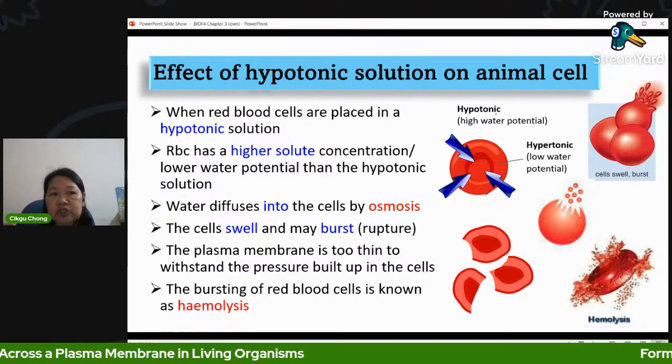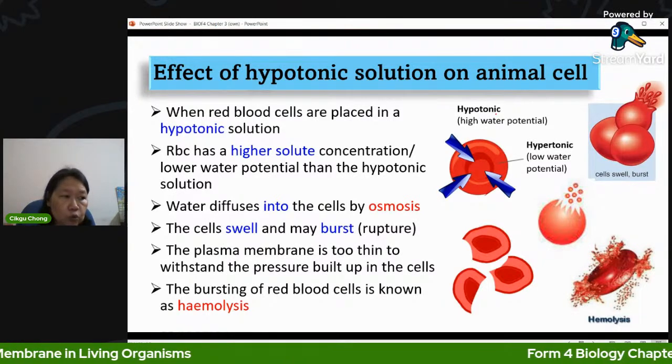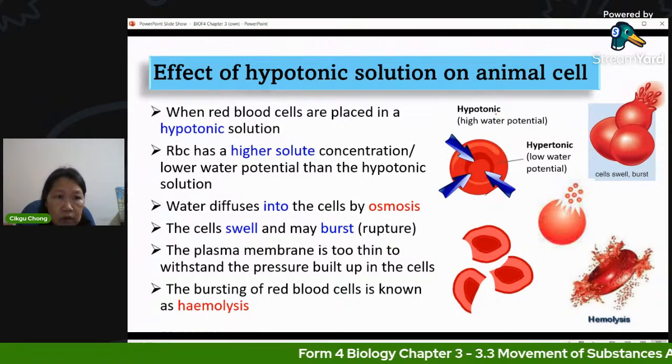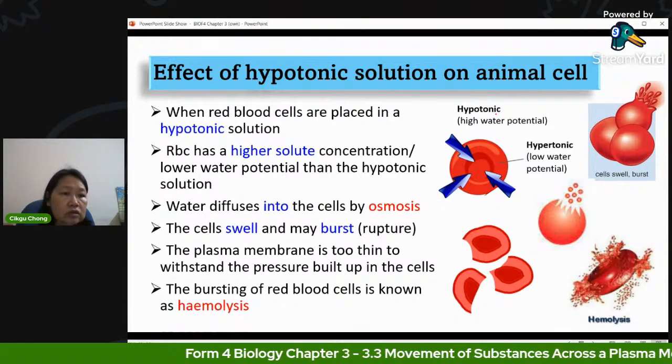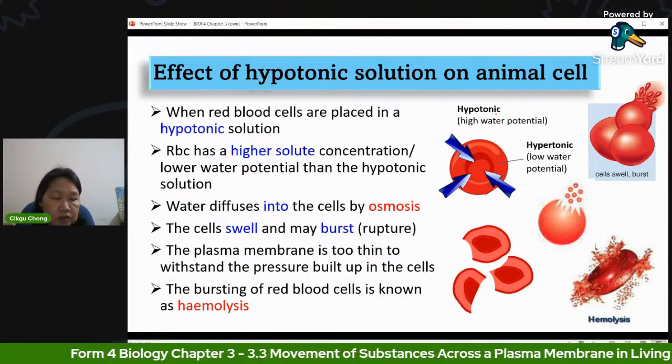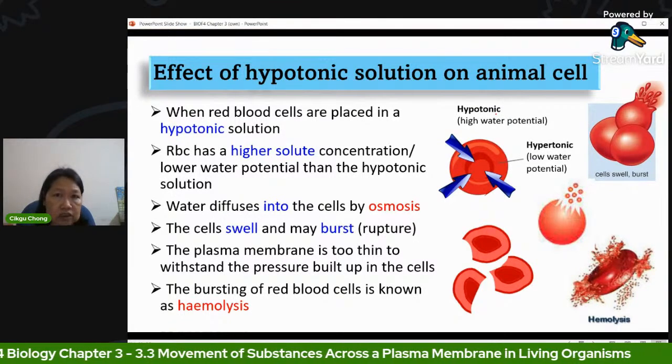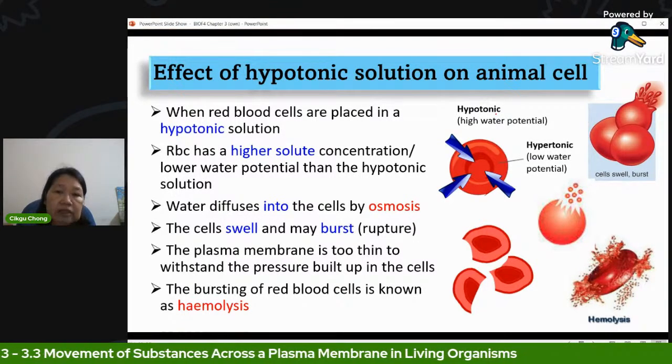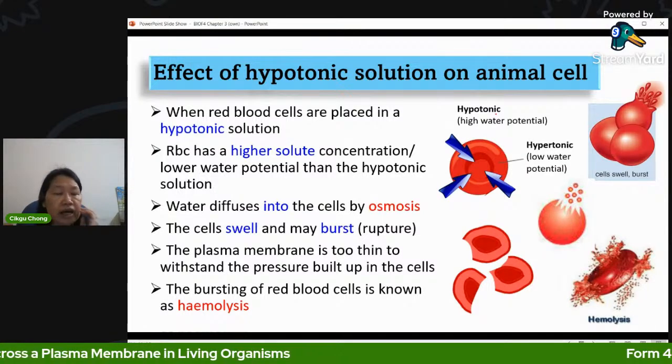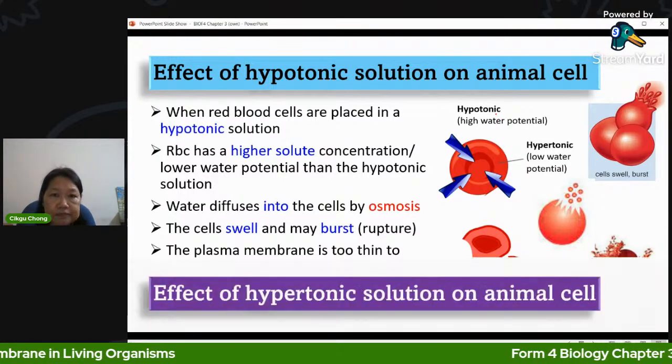First of all, you always mention the condition. Which side of the membrane is it? Is it hyper or hypo? And as a result, water diffuses into the cell by osmosis. You must mention the words "by osmosis", and then explain the condition. How does it look? Has it burst? And the name of the phenomenon.